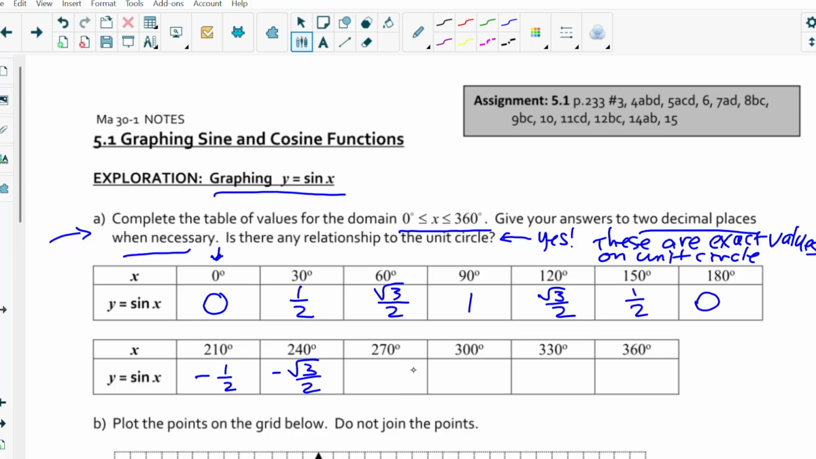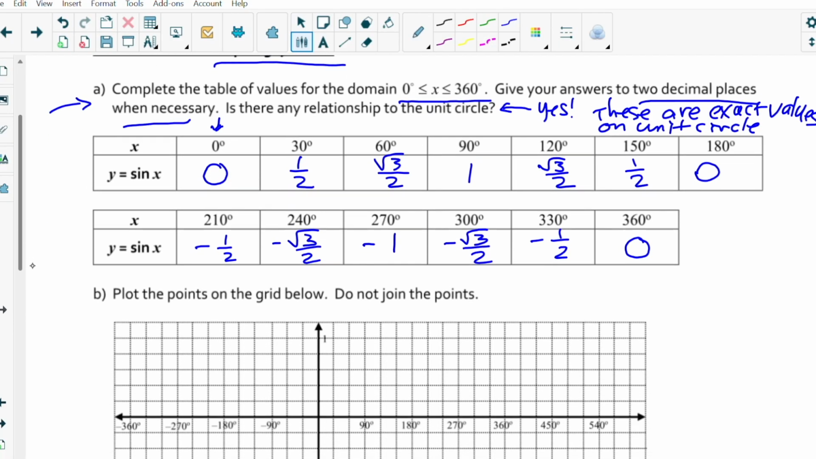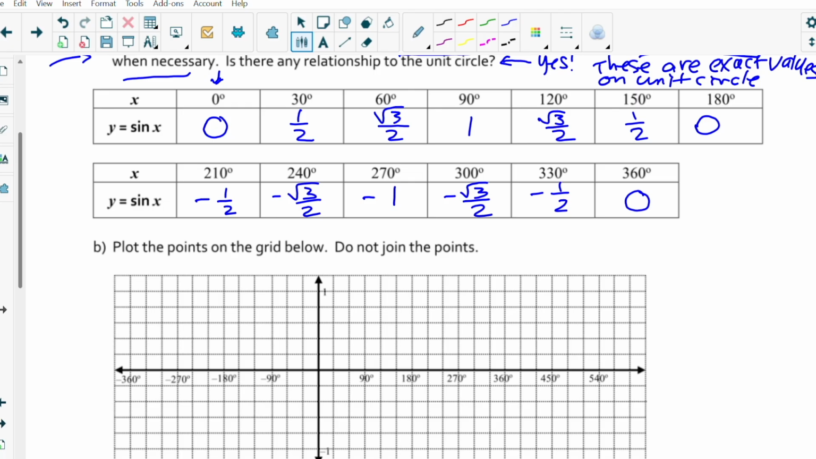Sine of 270, so our quadrantal angle between quadrant 3 and 4, that is negative 1. Sine of 300, negative square root of 3 over 2. Sine of 330, negative 1/2. And then sine of 360, full circle, is 0. So there, for a range of values for the domain 0 to 360 degrees, are the y values for sine. Plot the points on the grid below. Do not join the points yet.